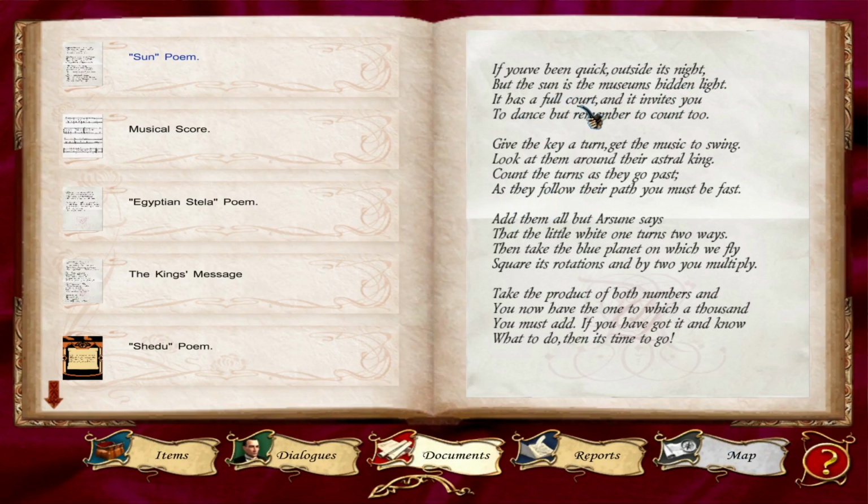Be quick, outside it is night. Give the key a turn. Get the music to swing. Look at them around their astral king, the sun. Count the turns as they go past. As they follow their path, you must be fast. Add them all, but Arsoon says.